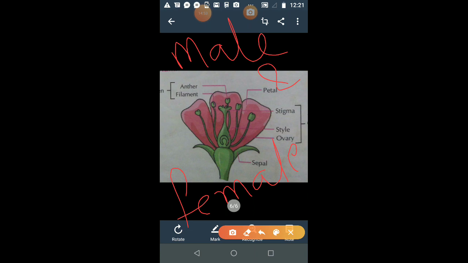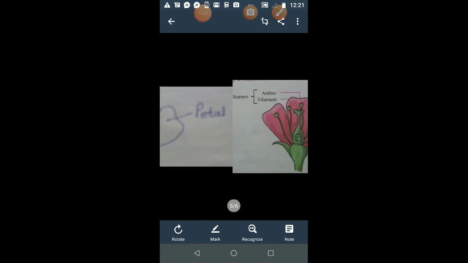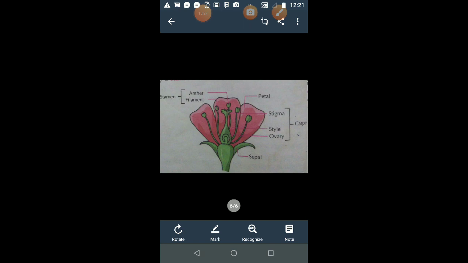Is it clear? I repeat it again. If you observe this flower, student, the name of the flower is hibiscus, and you will observe in this flower you have a male part also and a female part also, because here it is written stamen. Stamen is a male part.